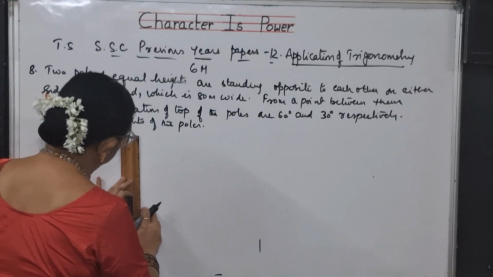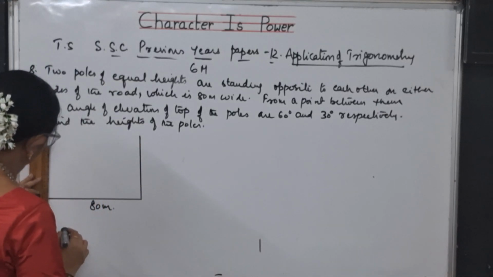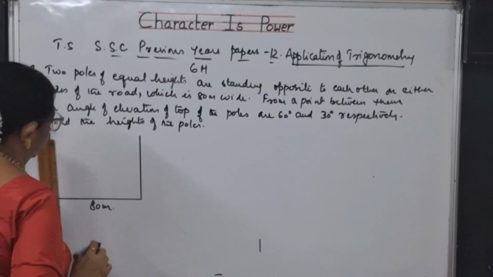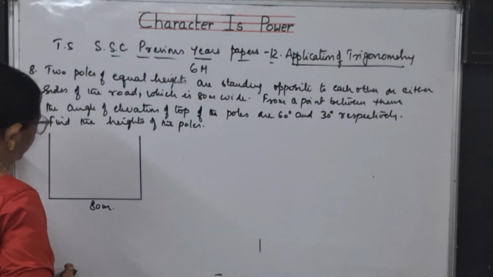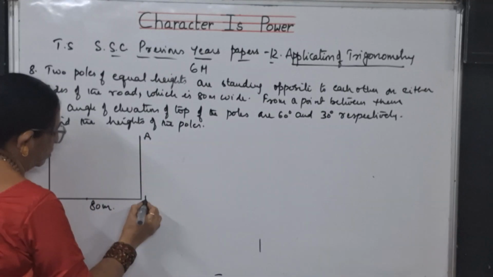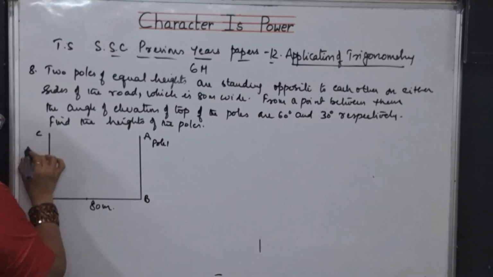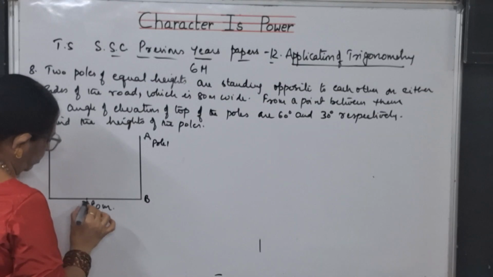So, let me take one pole and another pole. These are the two poles of equal heights. And then from a point between them, the angle of elevations of top of the poles are 30 degrees and 60 degrees. So let me take AB as pole 1 and CD as pole 2. Let me take this as a point P.